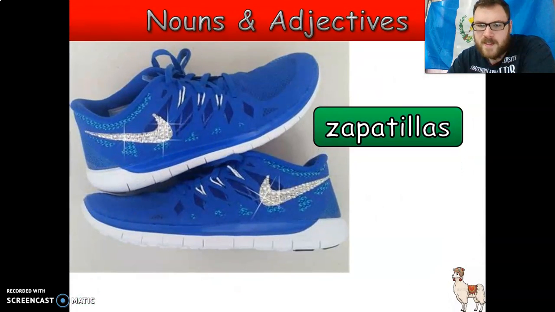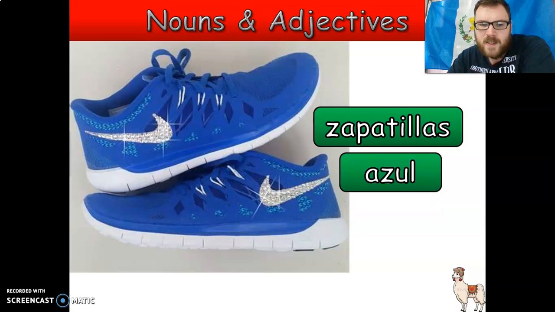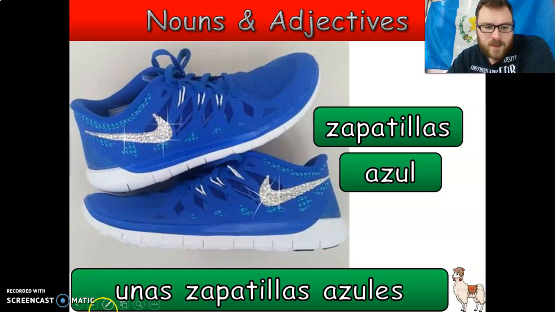All right, zapatillas, and these are azul. The zapatillas are feminine and plural, so the article becomes unas zapatillas azules. Now azul does not change for masculine and feminine. It only changes for singular and plural. For the plural form, like ojos azules, you add es.